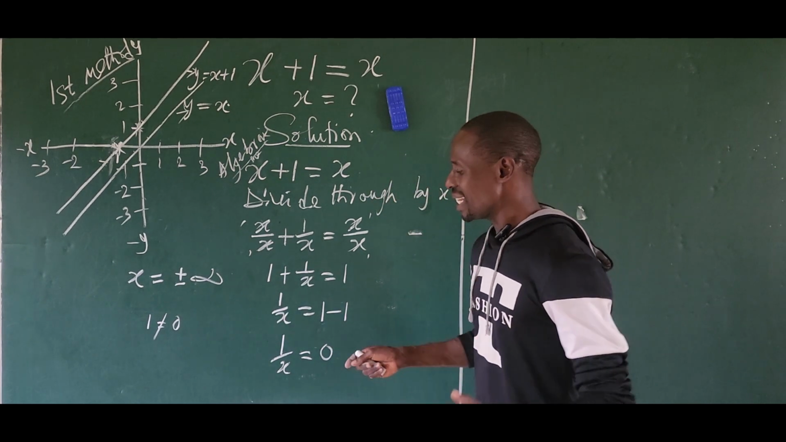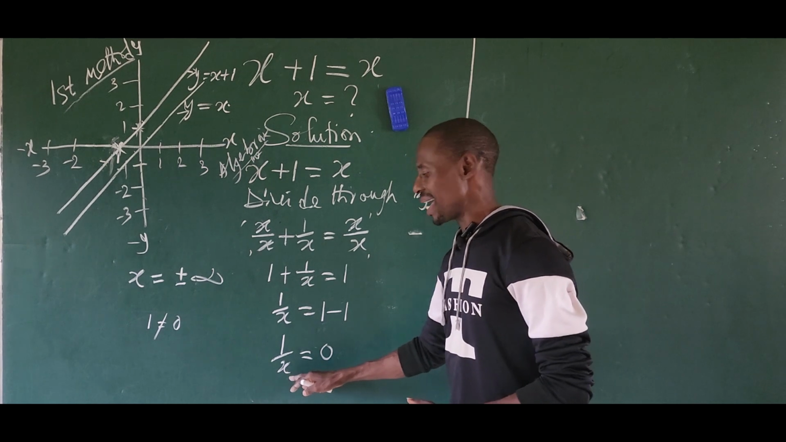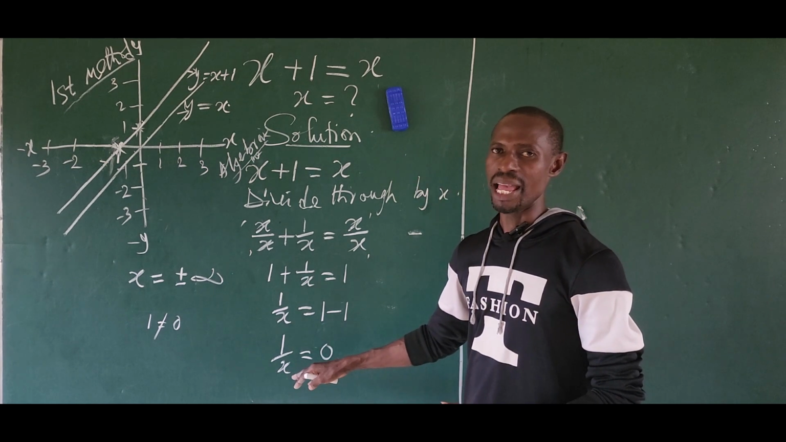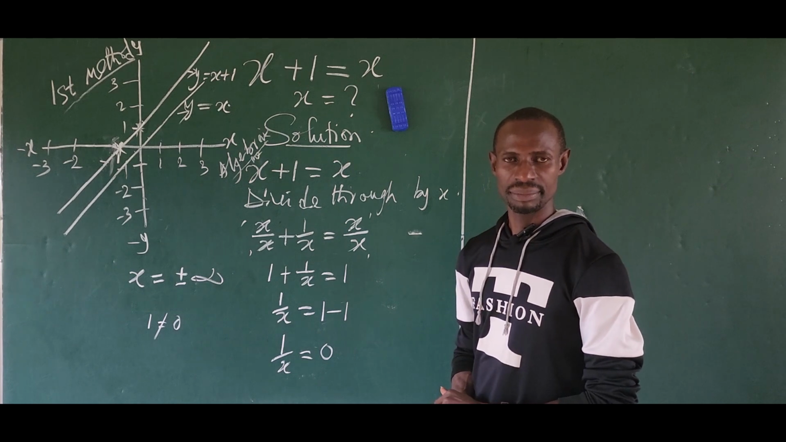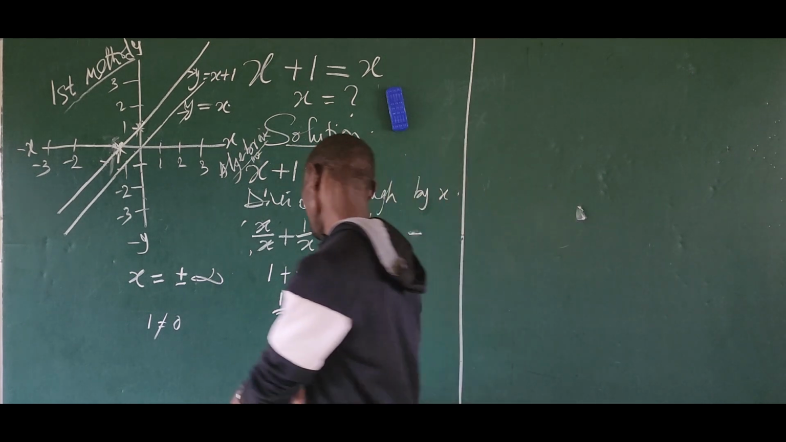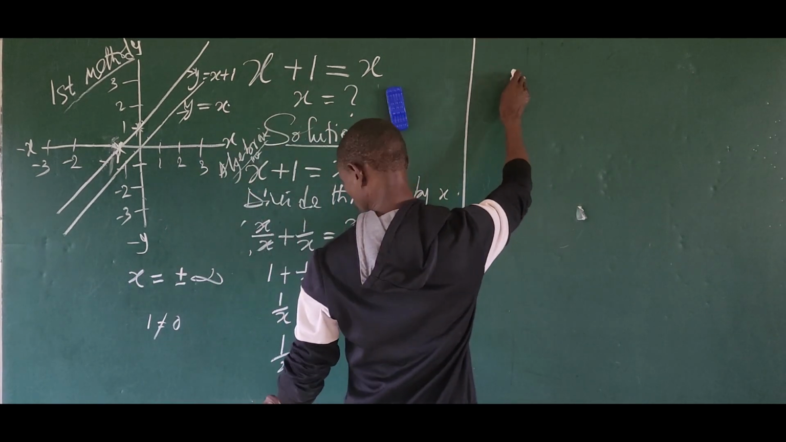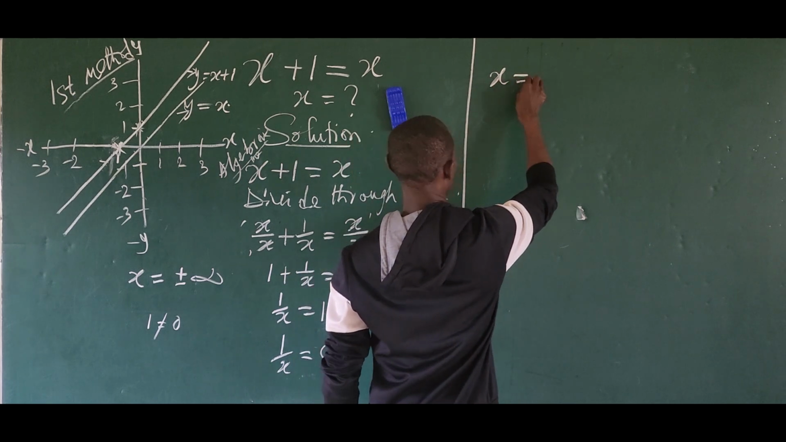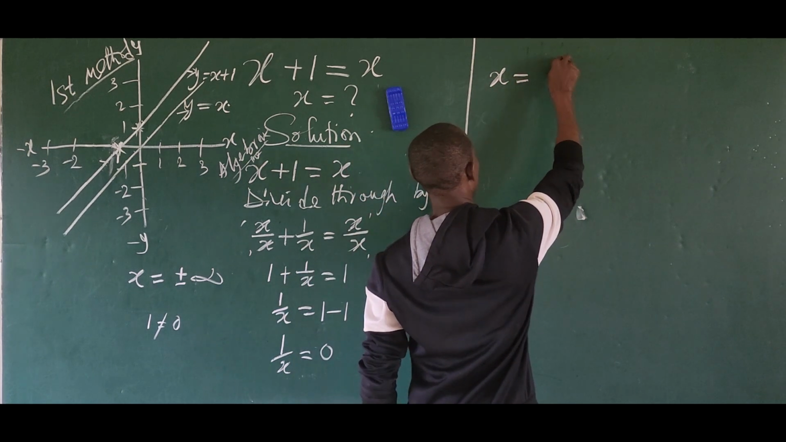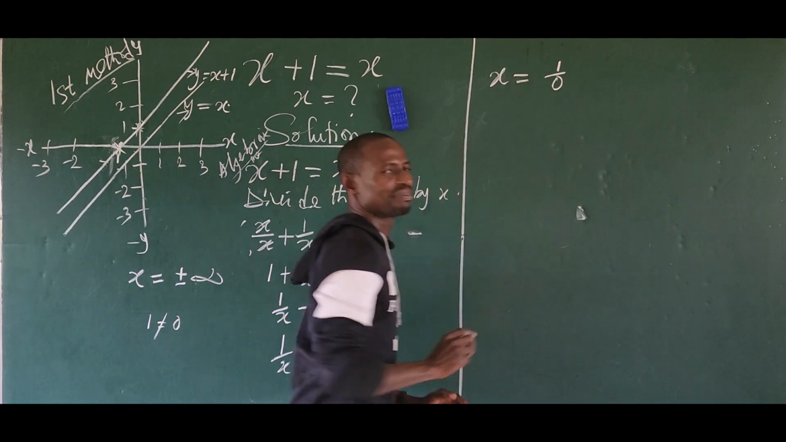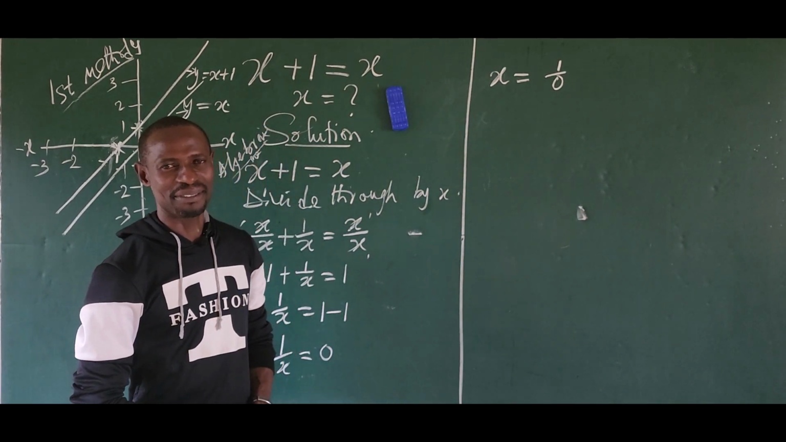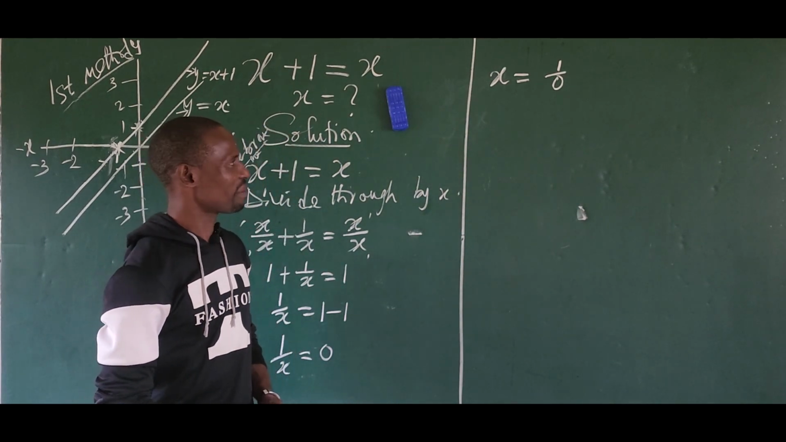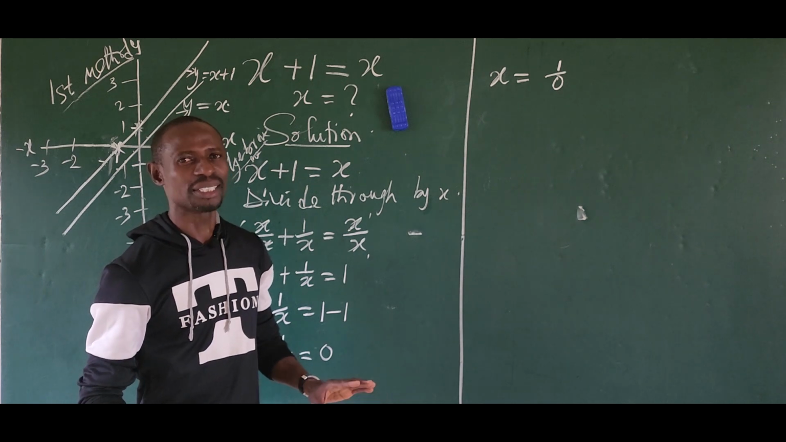Since we cannot multiply by x and we are looking for x, we just have to find the reciprocal of both sides of the equation. If we find the reciprocal of both sides, this is going to give us x is equal to 1 all over 0. So here we have another challenge again. We are having 1 all over 0. Can we divide by 0? The answer is absolutely no.